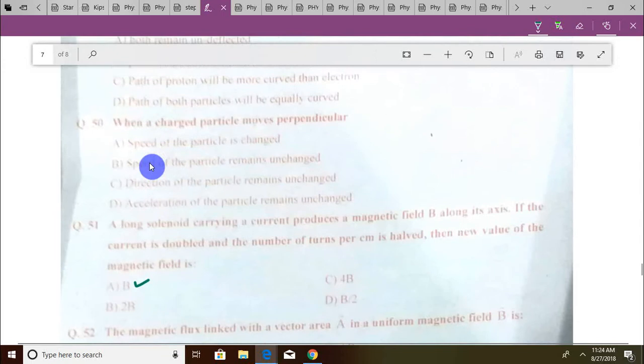So when a charged particle moves perpendicular, the speed of the particle is changed? False. The speed remains unchanged. Direction changes and the acceleration does in fact change. The constant new value of which is B. And yes, mu naught is the vacuum permeability.